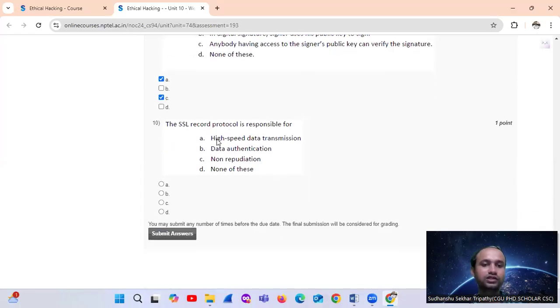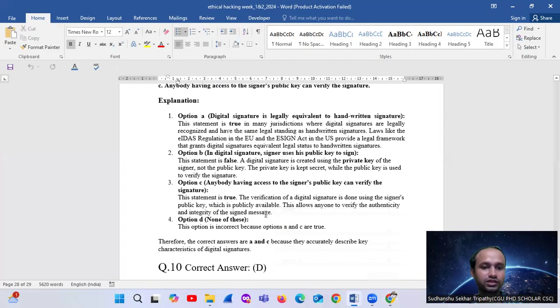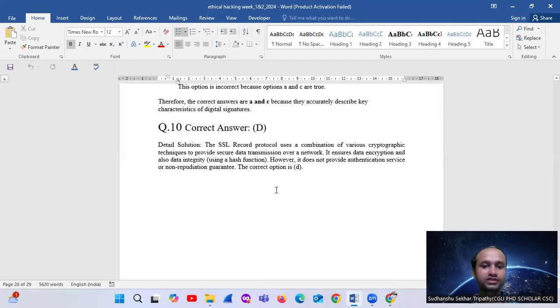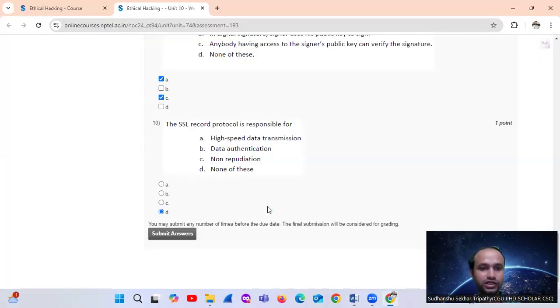Question number 10. The SSL record protocol is responsible for none of these. Option number D. The other options will not be correct. The SSL record protocol uses a combination of various cryptographic techniques to provide secure data transmission over the network. It ensures data encryption and also data integrity using hash functions. However, it does not provide authentication service or non-repudiation guarantee. So the answer will be option number D.